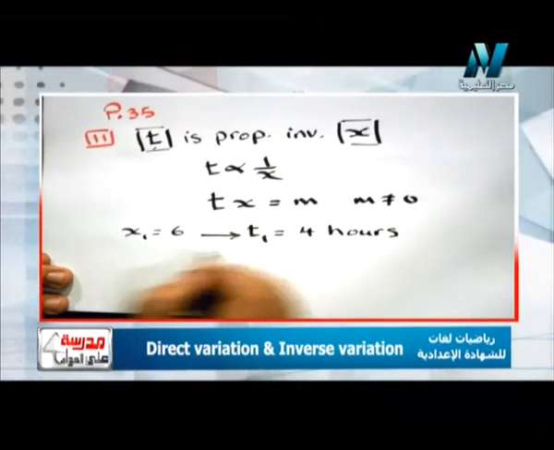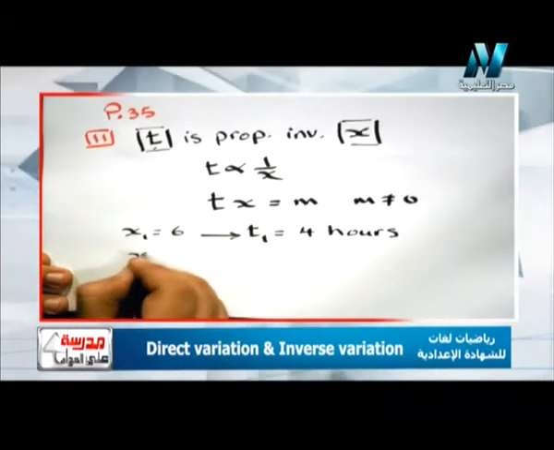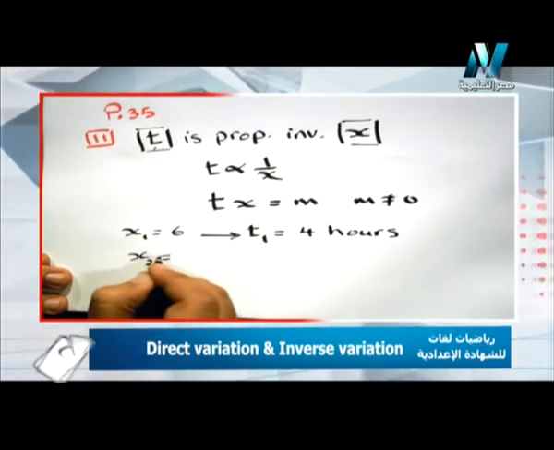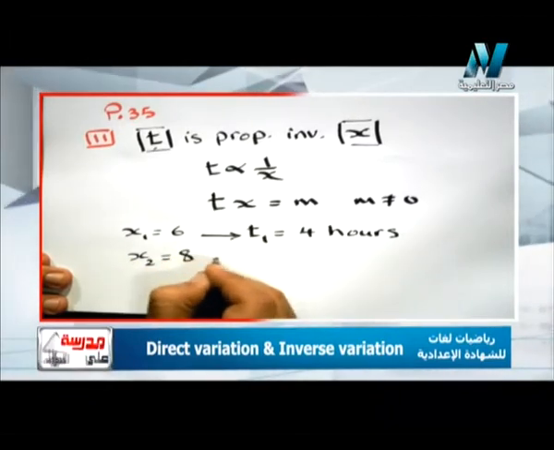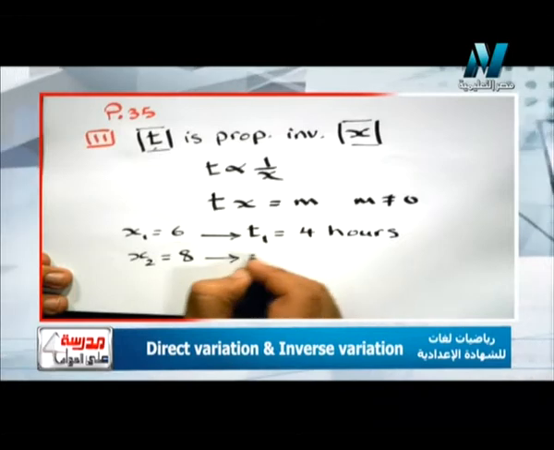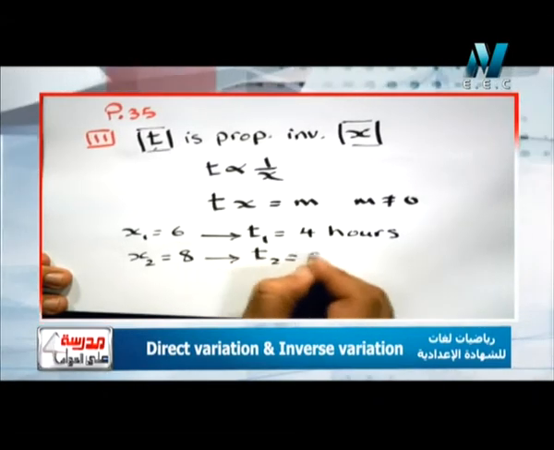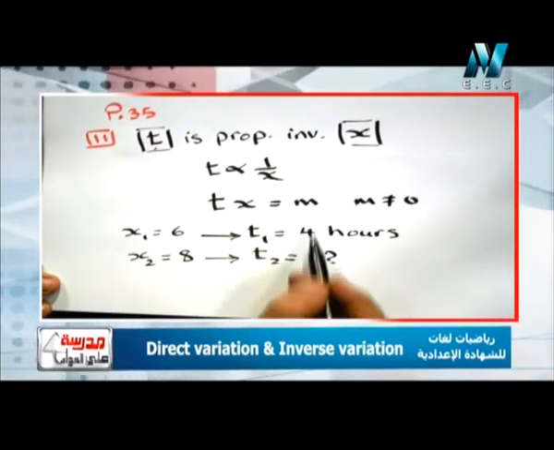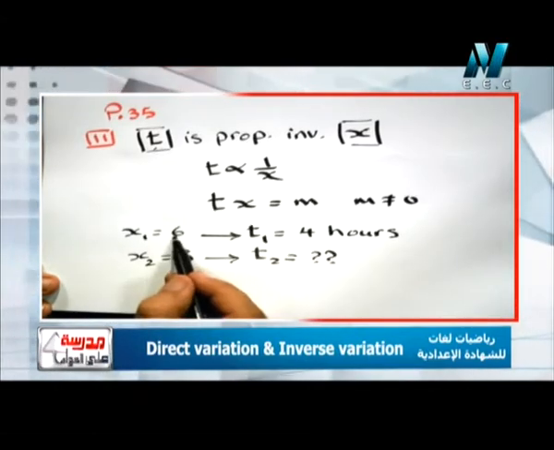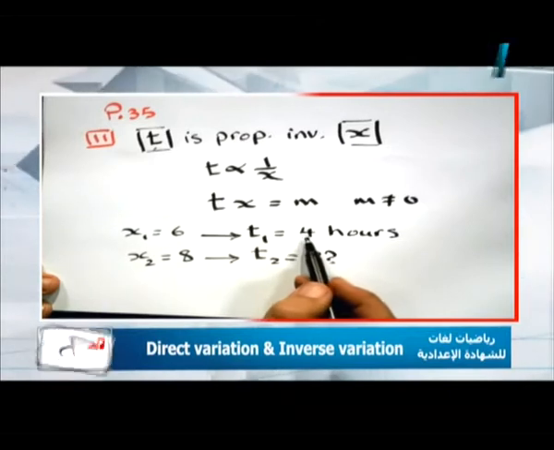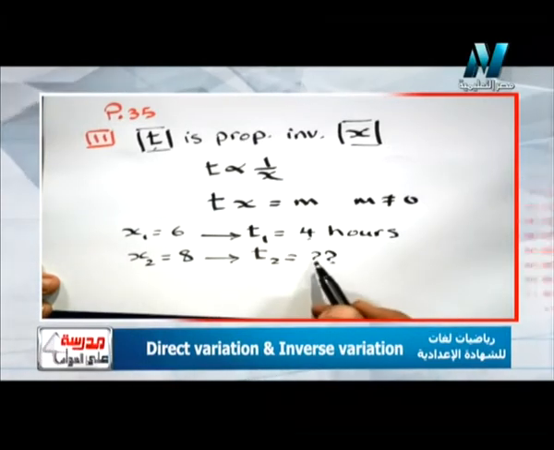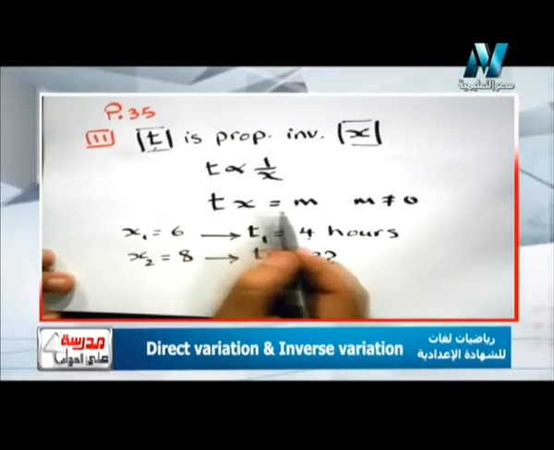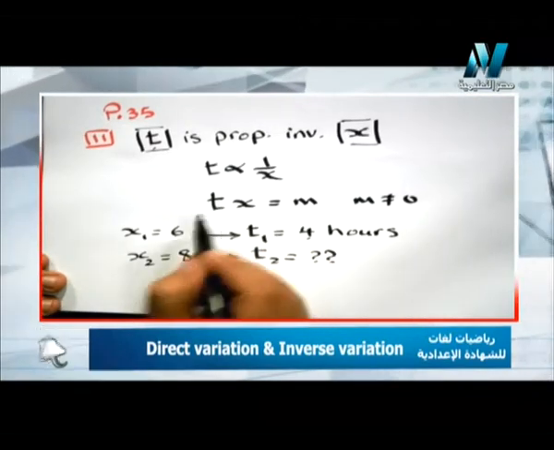Now what's the time needed if I raise the number of workers? What's the time needed for 8 workers to fulfill the work? How much is T2 here? Of course, mentally, T here should be less than 4 hours, because 6 workers finish their work in 4 hours, so with 8 the time will surely be less. Let's use the rule. Here I have T times x equals m.